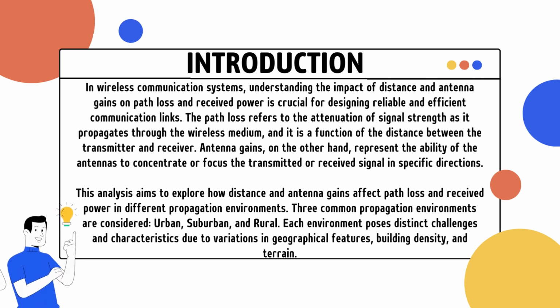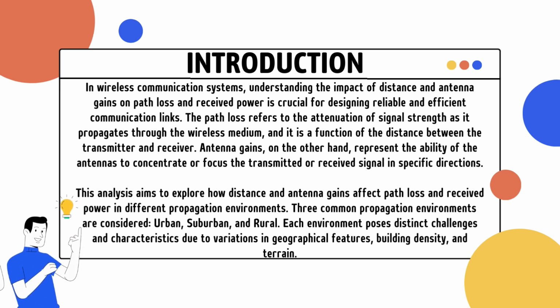In wireless communication systems, understanding the impact of distance and antenna gains on path loss and receive power is crucial for designing reliable and efficient communication links. The path loss refers to the attenuation of signal strength as it propagates through the wireless medium, and it is a function of the distance between the transmit power and receive power.